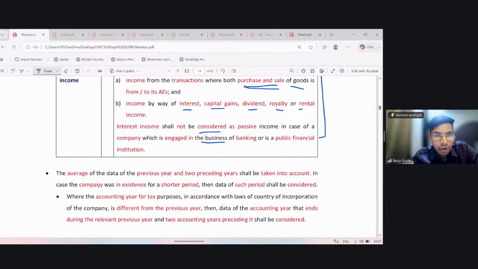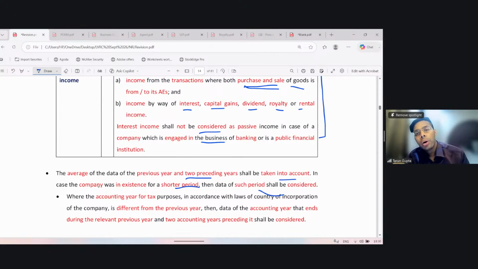The average data of the previous year and the 2 preceding years shall be taken into account for determining whether the company is engaged in active business outside India or not. The data of the current year and the preceding 2 years shall be considered. However, if the company was in existence for a shorter period, then the data of such shorter period shall be considered. Clear?